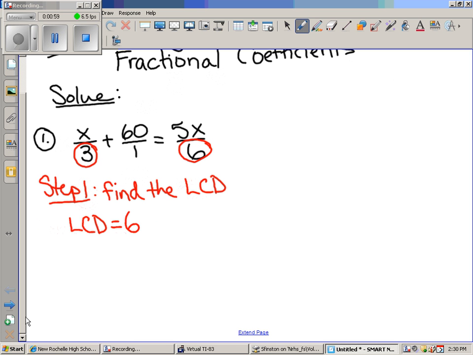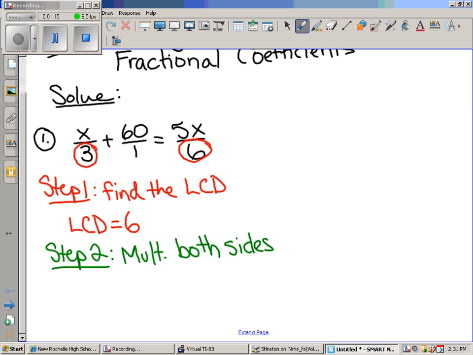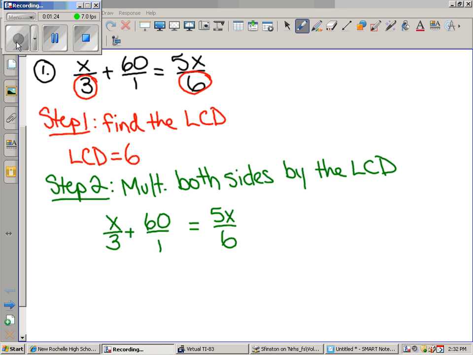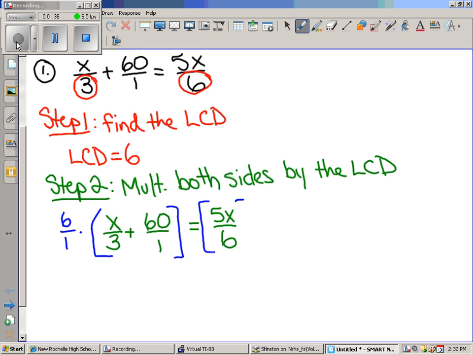Step 2. So we're going to write them out this time. Step 2: multiply both sides by the LCD. We're going to multiply both sides by the least common denominator. Take this side, multiply it by 6 over 1. Take this side, multiply it by 6 over 1. And distribute it in.